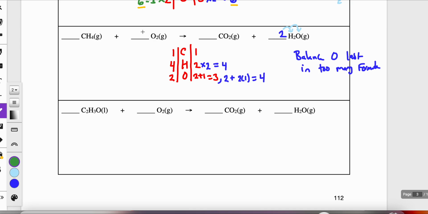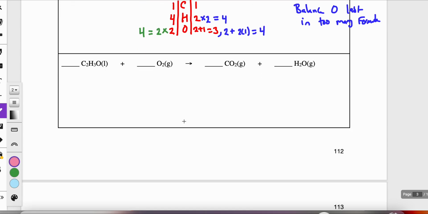If I put a coefficient of 2 in front of the O2, I multiply the oxygen's subscript by 2, and it raises the count to 4. So now take a look. 1 carbon on each side, 4 hydrogens on each side, and now balancing oxygen last, I have 4 oxygens on each side. So the reaction is balanced. So in the end, I understand that the coefficient in front of CH4 is 1, and the coefficient in front of CO2 is 1.